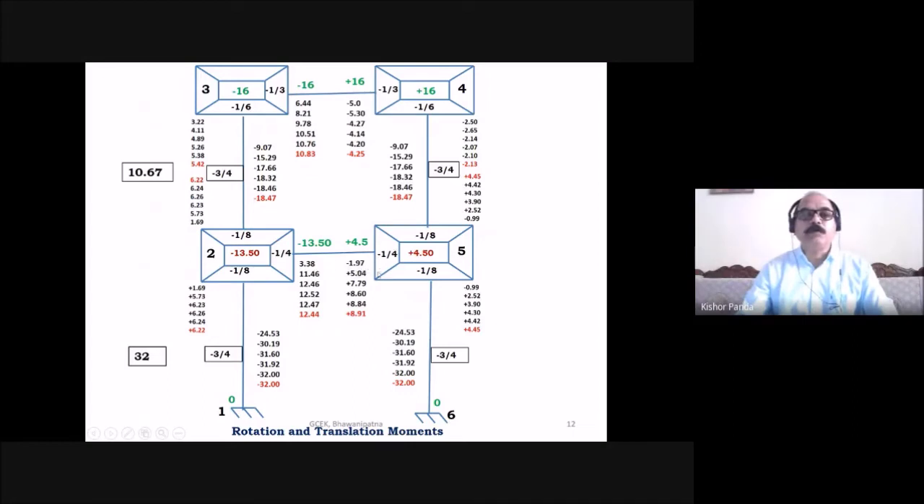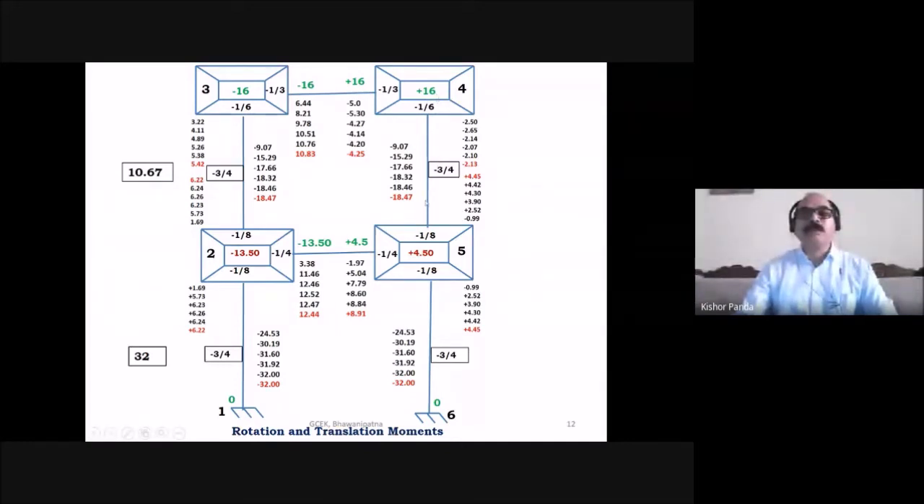So now at joint 5, the near end rotation moments are minus 1.97, minus 0.99 and minus 0.9. Now you go to joint 4. Joint 2 is over, joint 5 is over, then you go to joint 4. So at joint 4, how many members meet? 43 and 45.